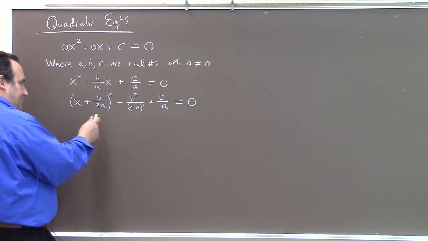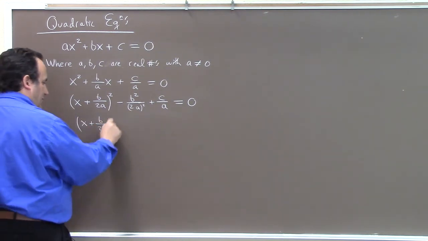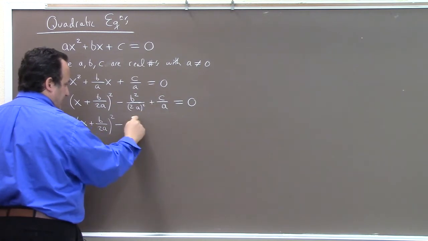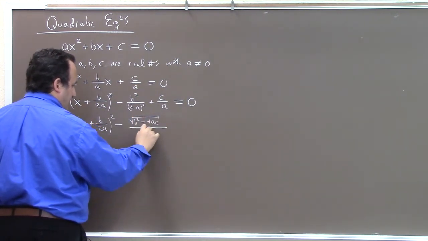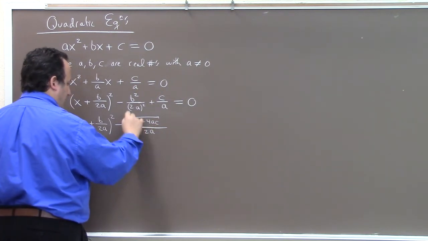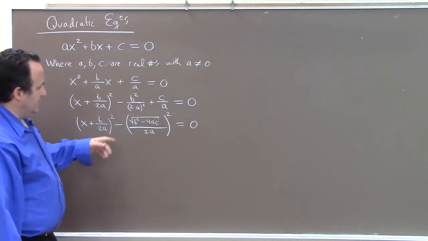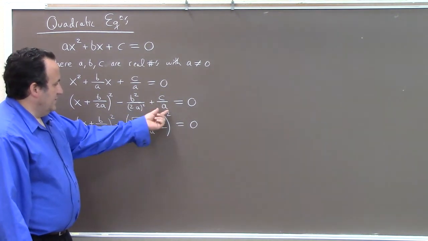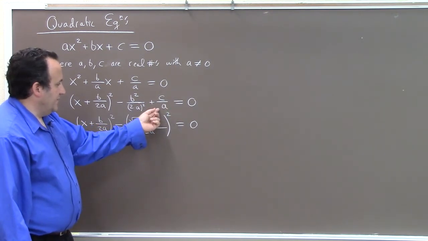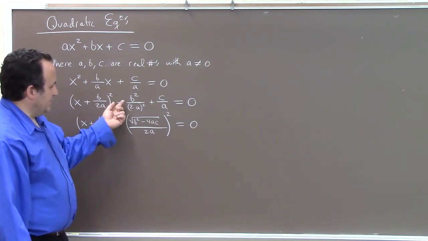Then that gives me x plus b over 2a quantity squared minus, use your imagination a little bit here, we can rewrite that as the square root of b squared minus 4ac divided by 2a quantity squared. So a little sneaky step right there, but all I did was to make a common denominator of 2a squared. So when I make that 2a squared, I need a 4 times a here, which gives me 4ac up top. But then I got a minus on the b squared, so I factored this out.